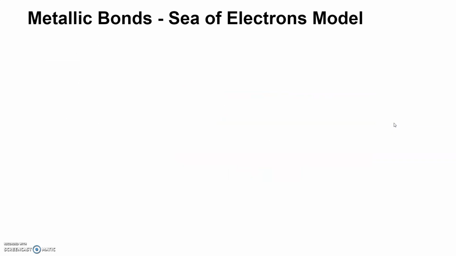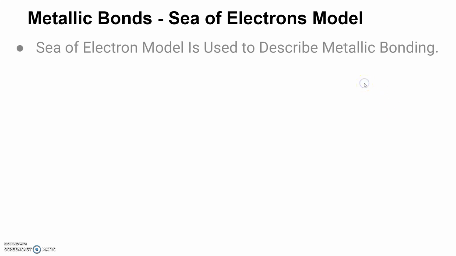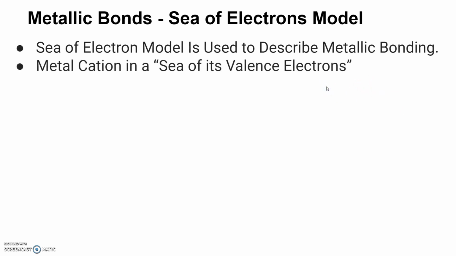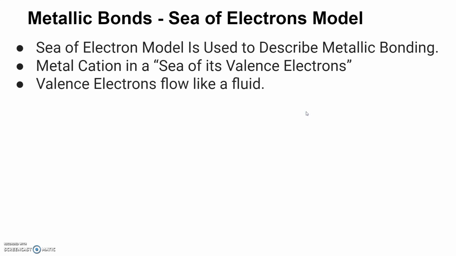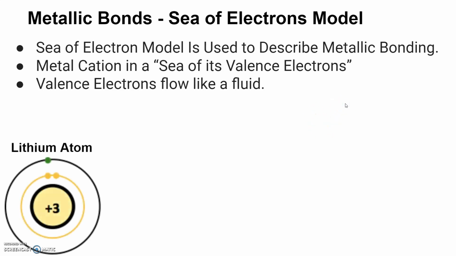All right, so what do the bonds that hold metal atoms together look like? Well, what we use is what's called the sea of electron model. The sea of electron model is used to describe metallic bonding. The way that we like to think about it is that the metal cation is in a sea of its valence electrons. And the valence electrons are not attached to one metal in particular. They sort of flow like a fluid. And that leads to some very interesting properties, which we'll see later.